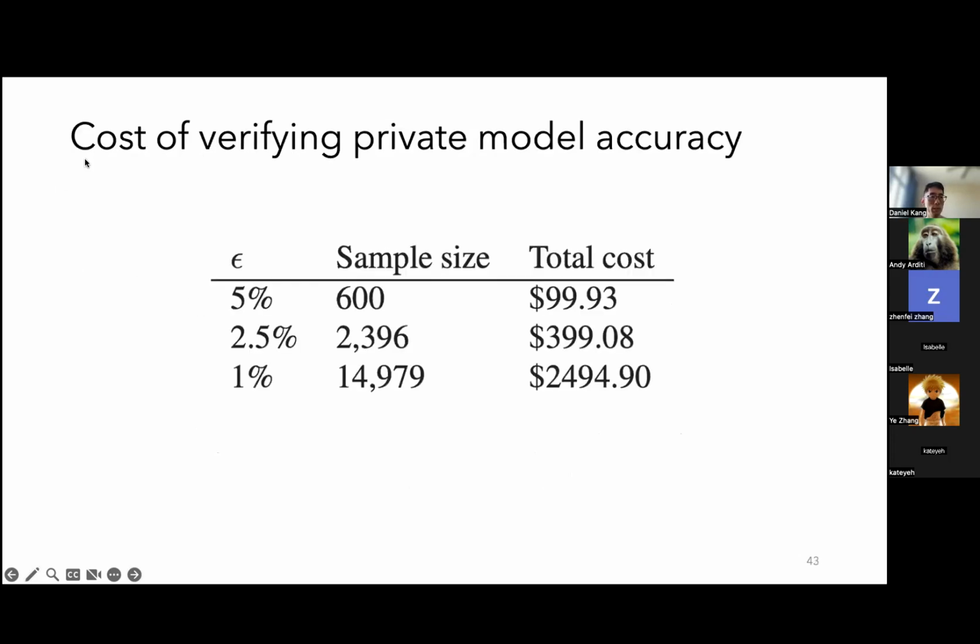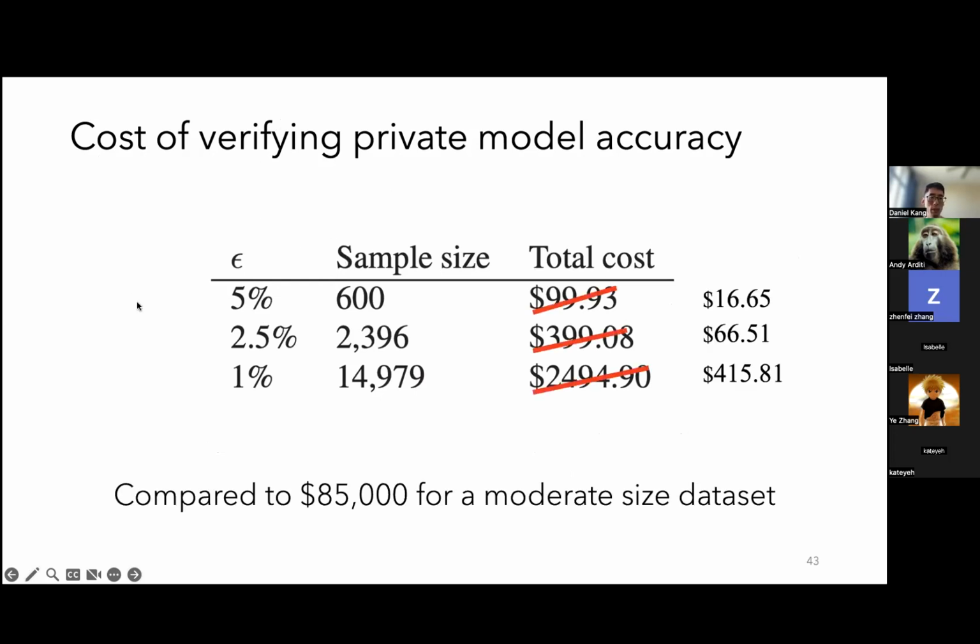Right. So in terms of how this translates to real world applications, let's say we want to verify a private model's accuracy. Well, in our paper, these are the total costs, and with our open source release, they're substantially cheaper. And if you compare this to, say, $85,000 for a monetized data set, you can see that these costs suddenly look very reasonable.